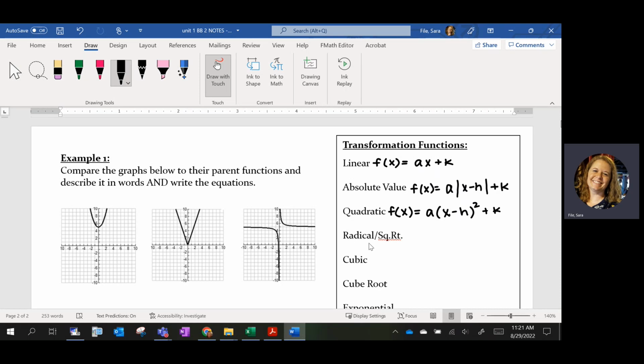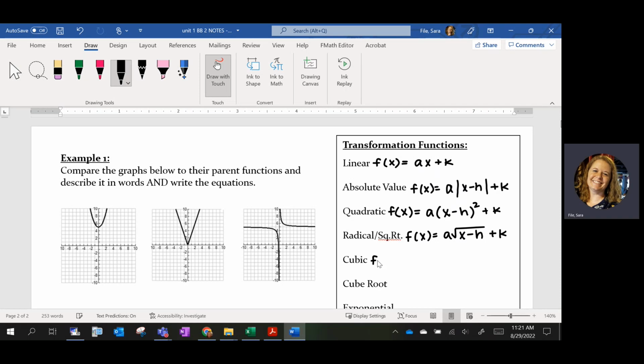Okay, now the radical or the square root function, what would I have instead of absolute value bars or parentheses squared? Yeah, the square root, the radical symbol. So inside is what's under the radical. So the x minus h is under the radical, and the plus k is outside the radical.